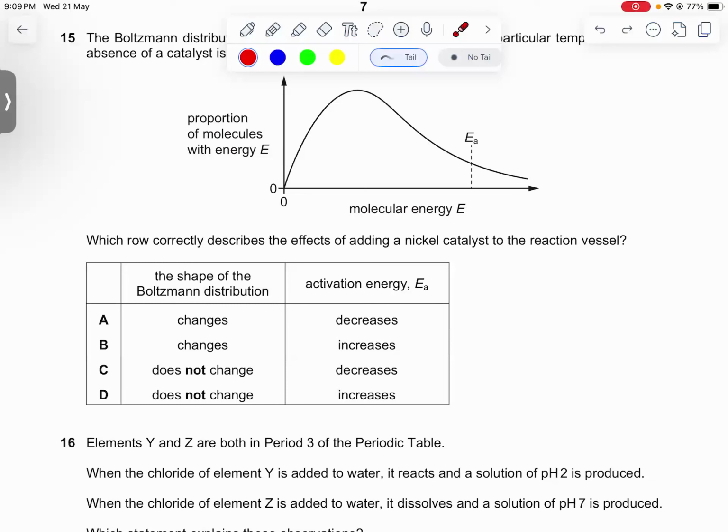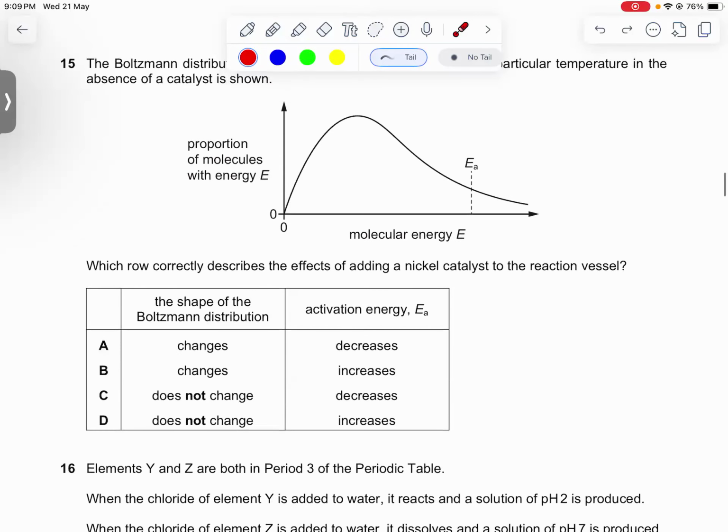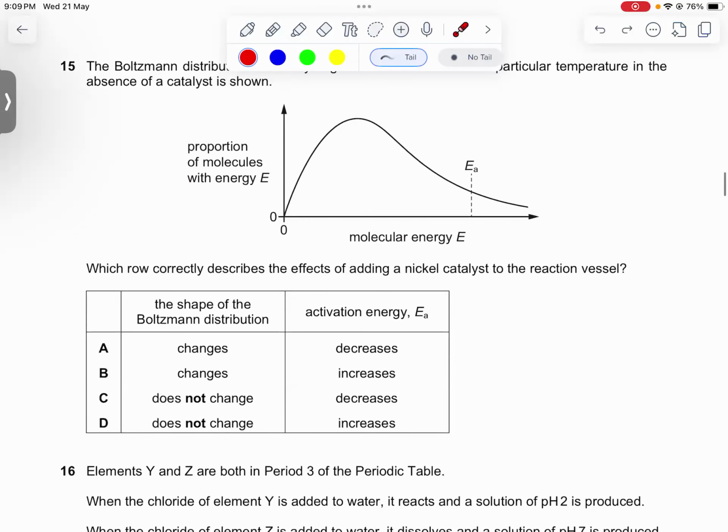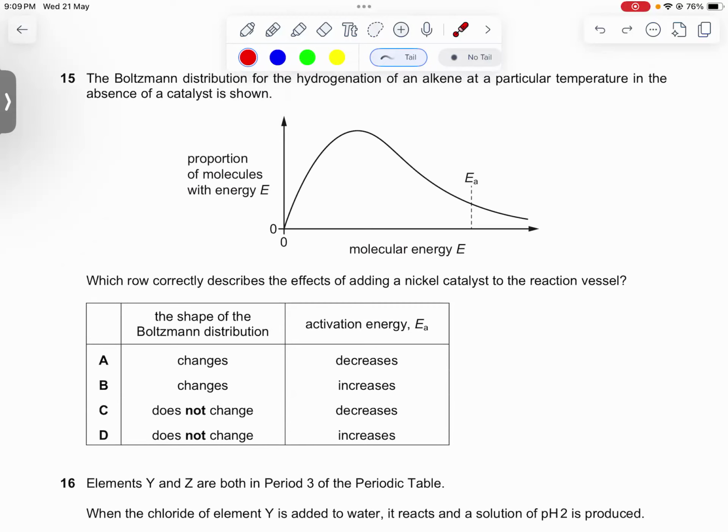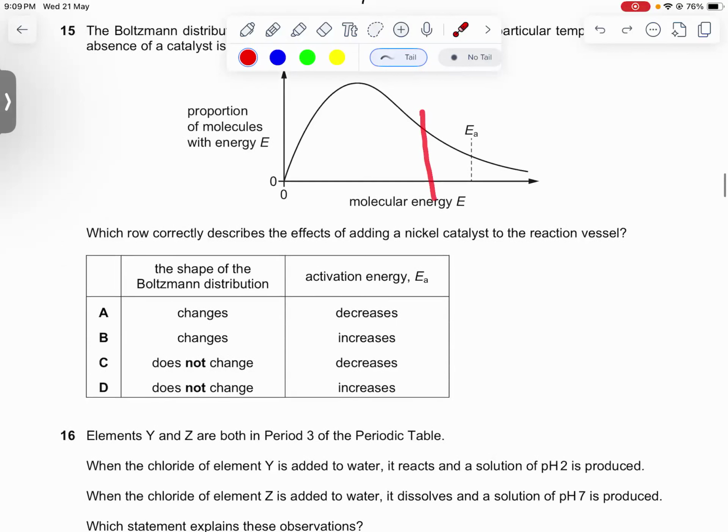Only temperature changes the shape, and also pressure in some cases might be able to change the shape, but temperature 100% changes the shape, right? Over here we see that temperature is not a factor. It's not asked about. Only catalyst is asked about. Catalyst does not change the shape of Boltzmann curve. What does it do? It just brings the activation energy back. It decreases the activation energy, meaning the answer is C.